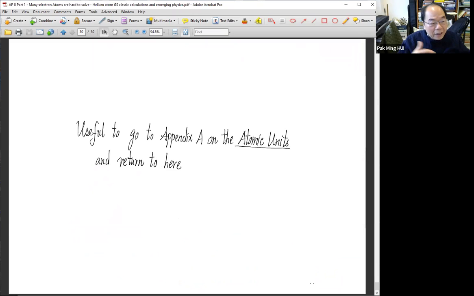So here, I would like you to go to the atomic unit appendix if you want to know more about what atomic units is about. But for our purpose, very simple. A hartree is 2 times 13.6 eV. That's it.